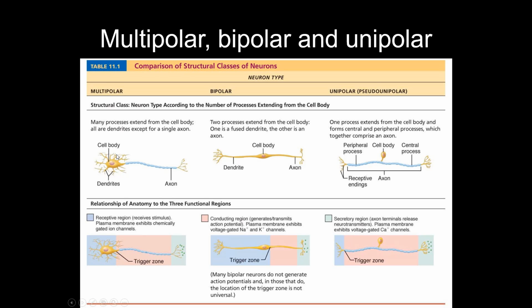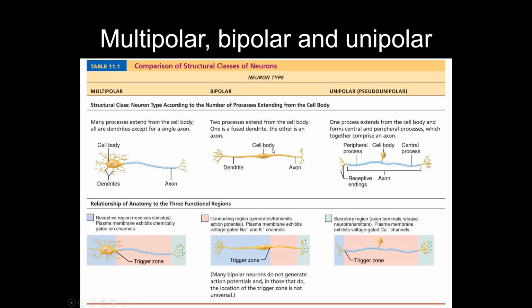So multipolar means that there's a bunch of branches coming off. Bipolar means there's 2. Unipolar means there's 1. So anatomy is pretty simple when it comes to these. The other thing that you should know is that multipolar neurons are the most abundant type of neuron. You can find them pretty much anywhere, including motor neurons that we talked about briefly back in muscles are multipolar.